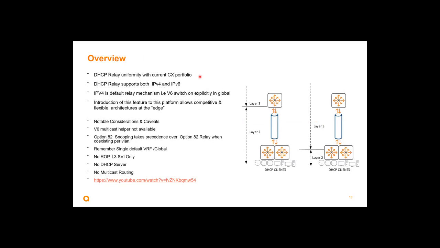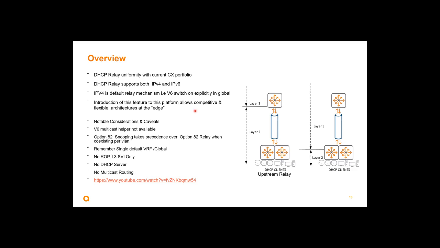A very quick overview on DHCP. DHCP relay is now uniform across the whole CX portfolio. Again, we're supporting V4 and V6. V4 is the default mechanism. For V6, you need to explicitly enable it globally. Basically, the introduction of the feature allows more competitive and flexible architectures.